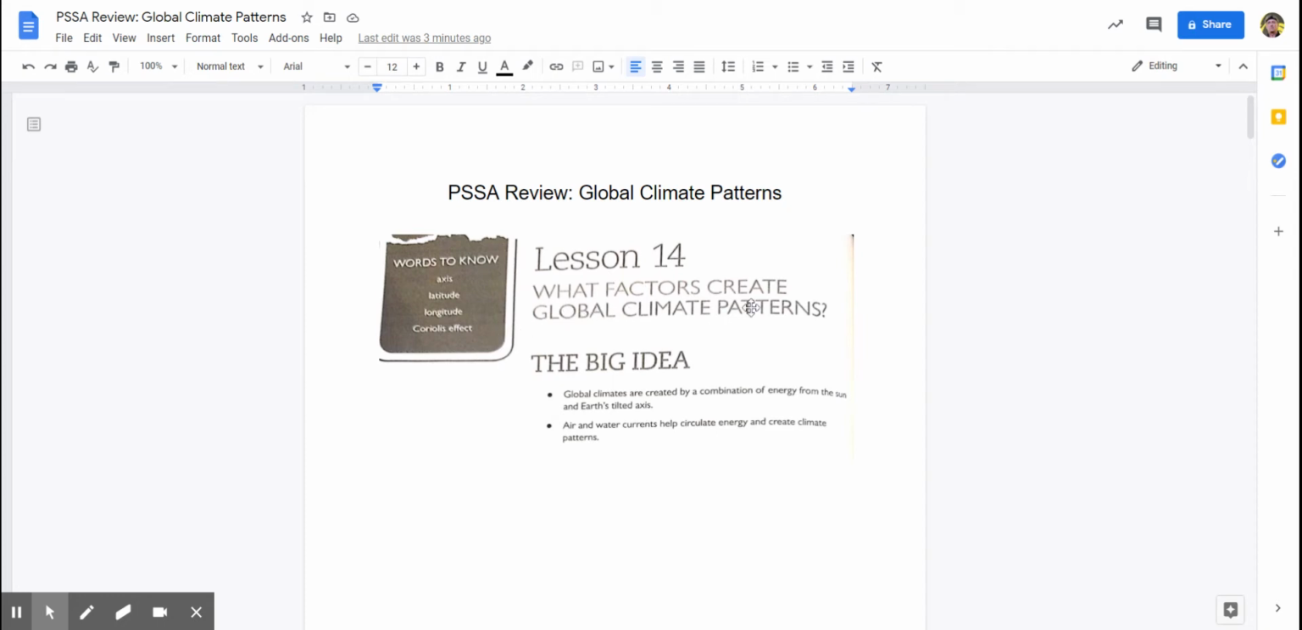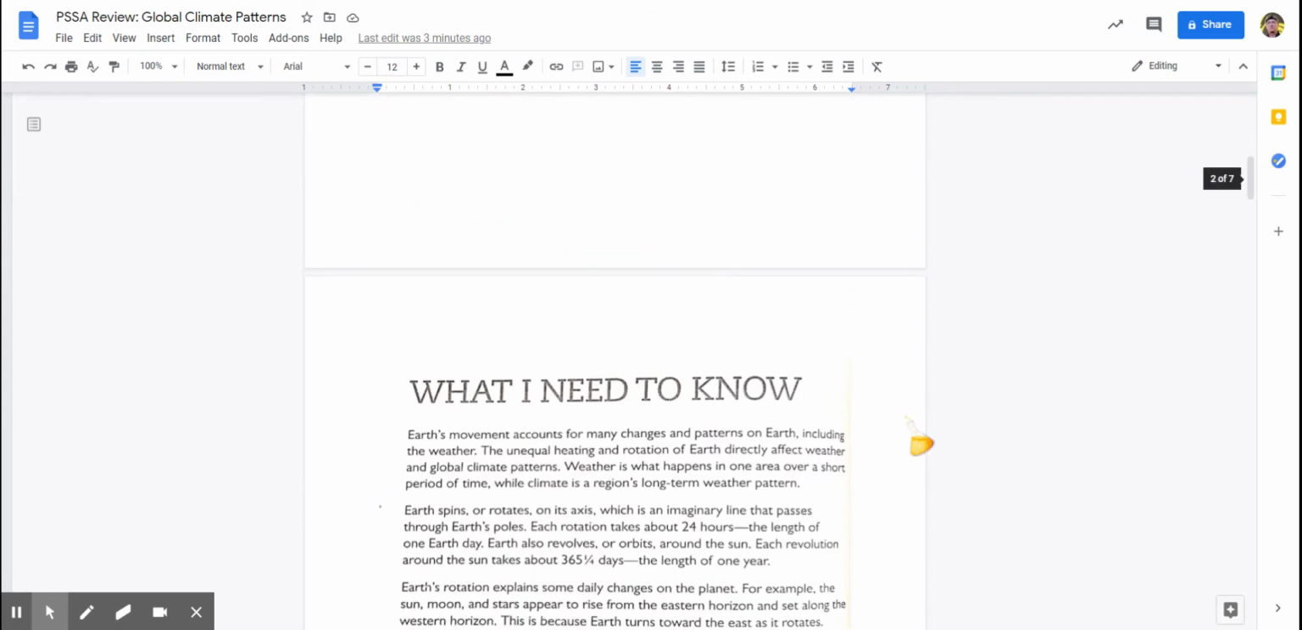So what factors create global climate patterns? The big idea: global climates are created by a combination of energy from the sun and Earth's tilted axis. Air and water currents help circulate energy and create climate patterns. That's what we're going to be reading about today.